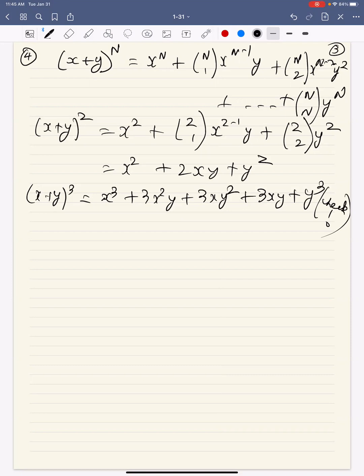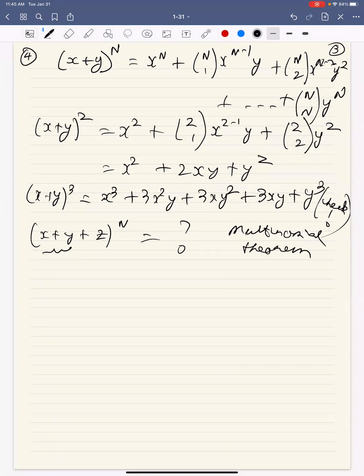Sometimes we'll use the multinomial theorem, which is something like x plus y plus z to the power n is equal to what? This is known as the multinomial theorem. Look it up on Wiki. You can think of it partwise as binomial, right? x plus y and z in binomial, and then x plus y inside, right? That's the whole idea.